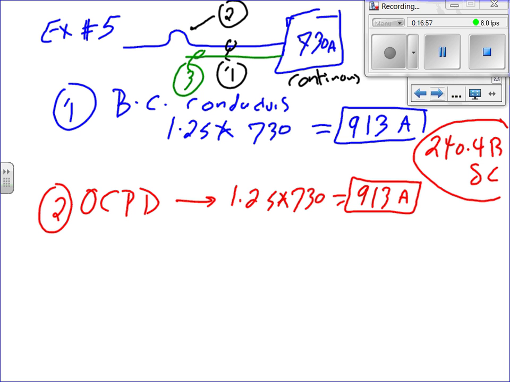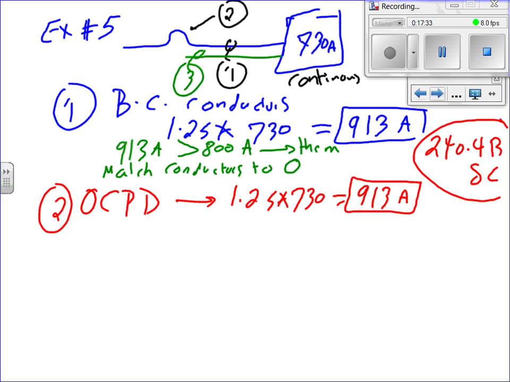Okay, so here's my question for you. When you reach this point, I want you to write: 913 amps is more than 800 amp, right? Then, write yourself: then match conductors to overcurrent protection device. That's what technically we do.